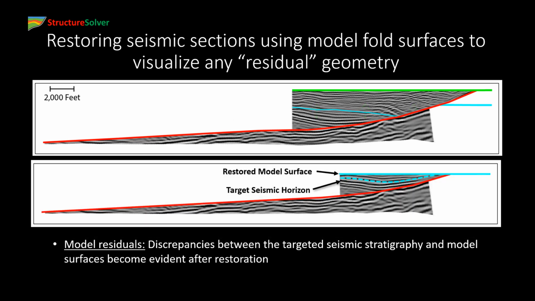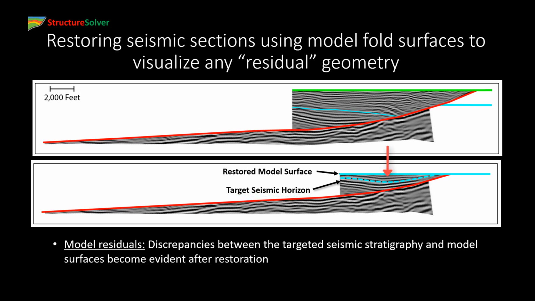For the final blue horizon, there is a fairly pronounced deviation between the restored model horizon and the actual observed seismic stratigraphy. In the restored seismic section, this is visualized by the deviation between the model horizon used for the restoration, shown as a solid line, and the picked horizon, shown by the dashed line.